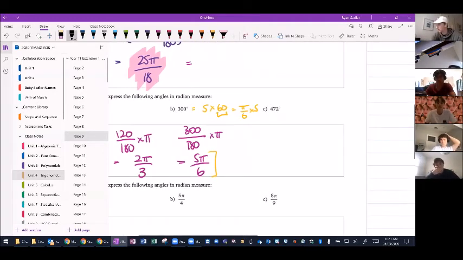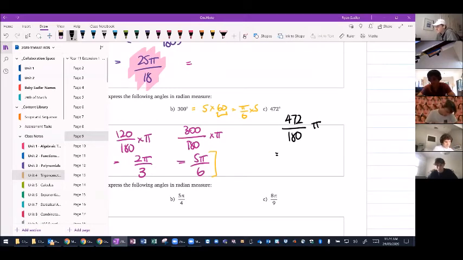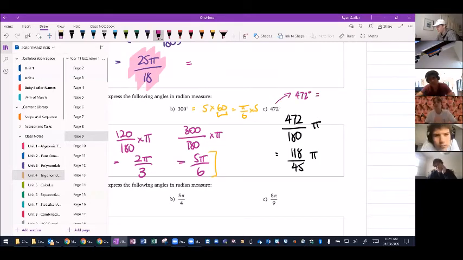472 is a bit awful, but you can just do 472 over 180 times pi. So when you do that one, if you simplify the fraction 472 over 180, you get 118 over 45 pi. Now, the thing you've got to remember here is that 472 is the same angle as 472 minus 360. So that's 112.